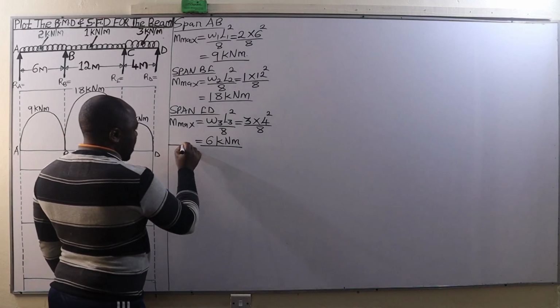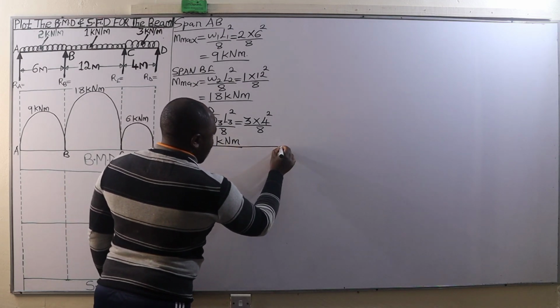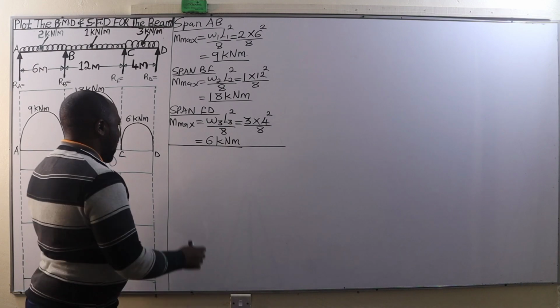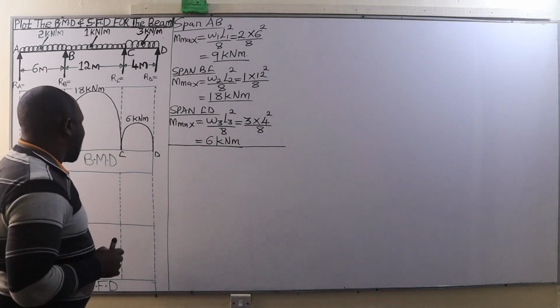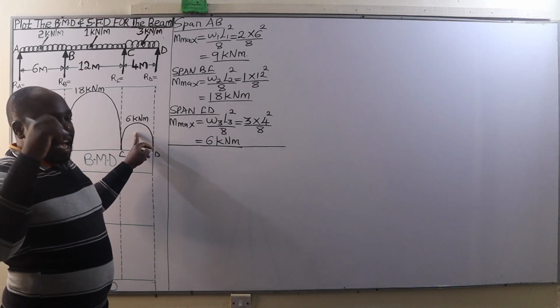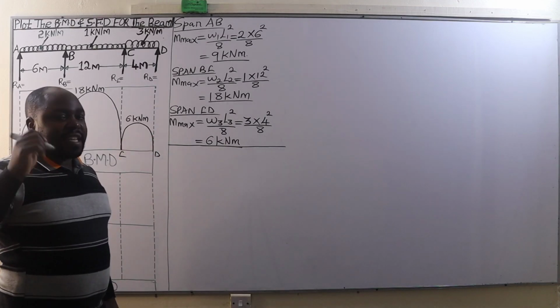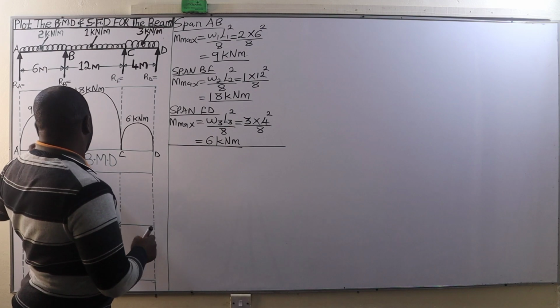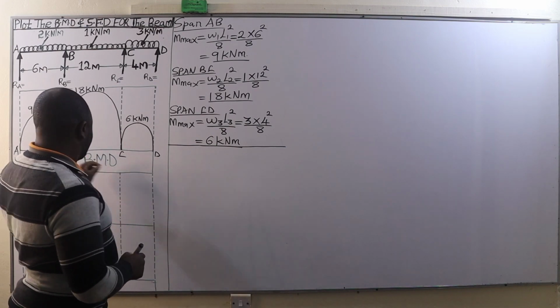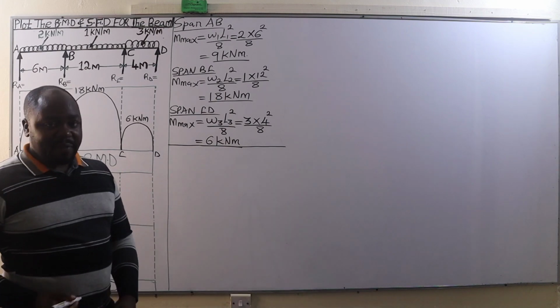Good. After we have done with plotting the bending moment diagrams, the next operation will be calculating the area of each bending moment diagram, as well as the center of gravity of these BMDs from the span A, from the span D, or wherever.